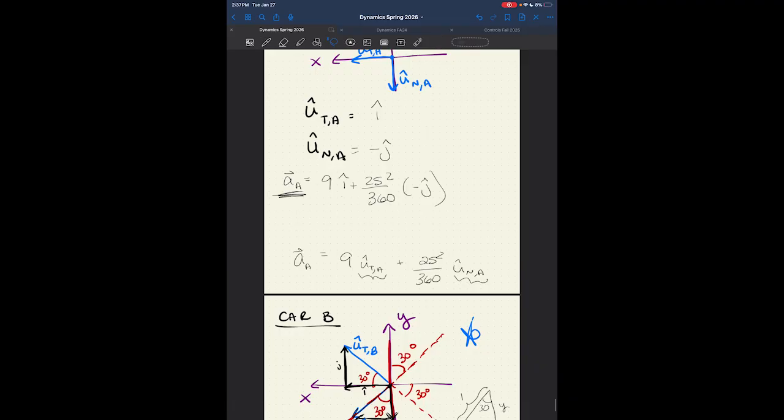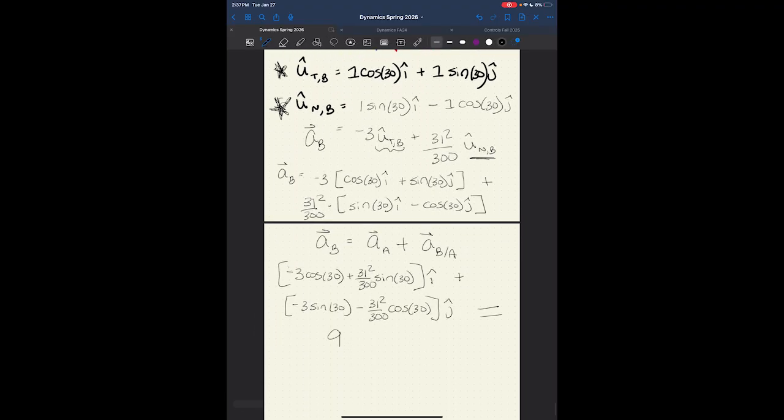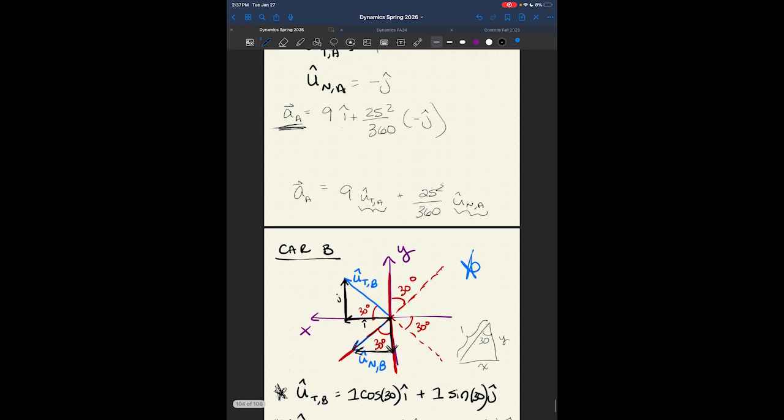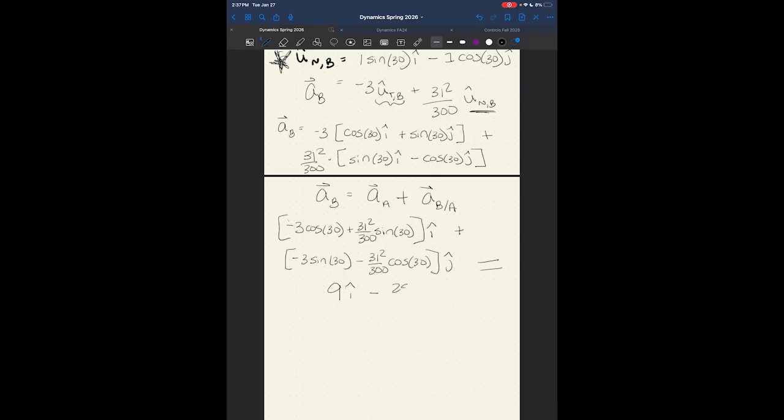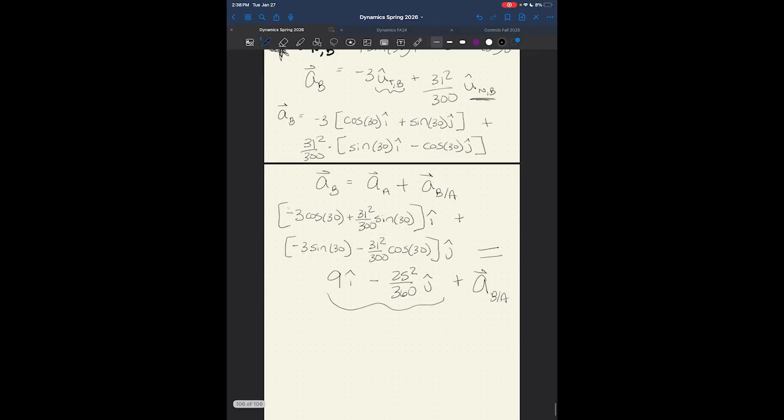Now we need acceleration of A, which is this one right here. So 9 i hat minus 25 squared over 360 j hat, plus a B slash A. And now we can solve for a B slash A, and we can beautifully combine our i hat components all together and our j hat components all together. So let's do that. If I bring this over to the left-hand side, I subtract 9 from my i components. I should have minus 3 cosine 30 plus 31 squared over 300 sine 30 minus 9 i hat.